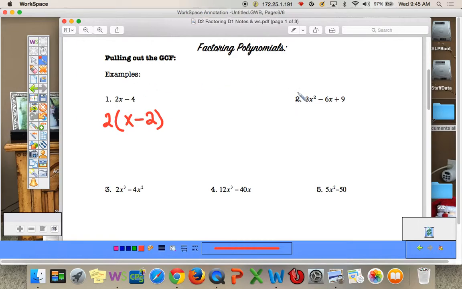Let's try the next thing. We have 3x squared, 6x, and 9. What could we pull out of all 3 terms? And that would be a 3. If we do that, we pull out the 3 and we divide each term by 3. So we'll get x squared minus 2x plus 3. These 2 are factors of what we started with. To check your answer, you can multiply it out.